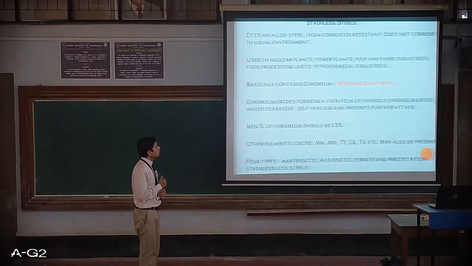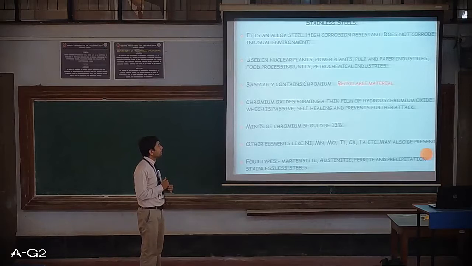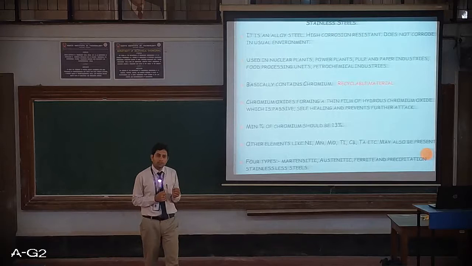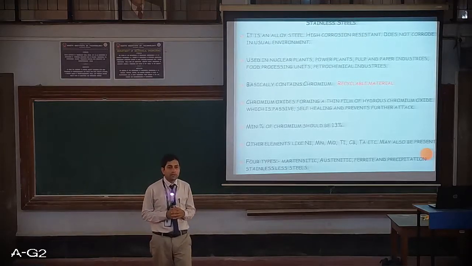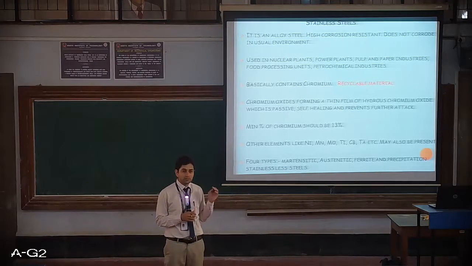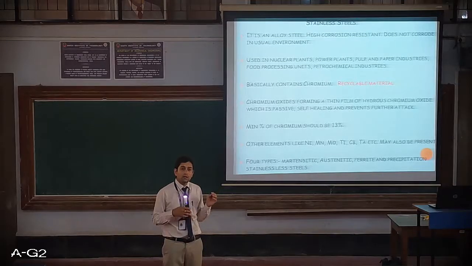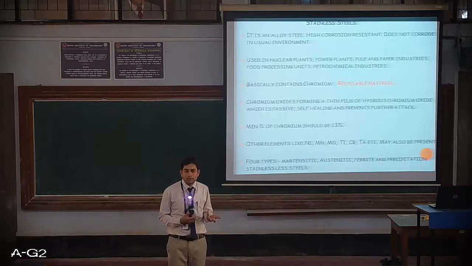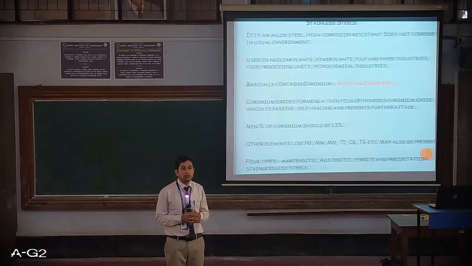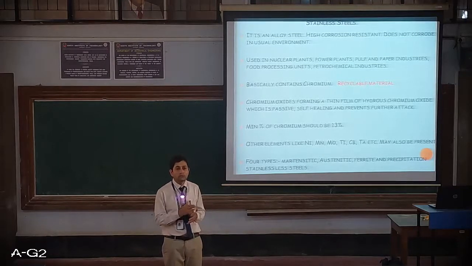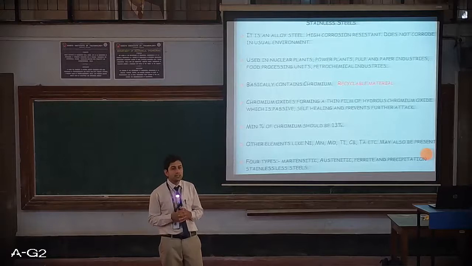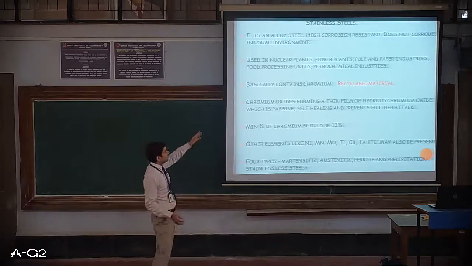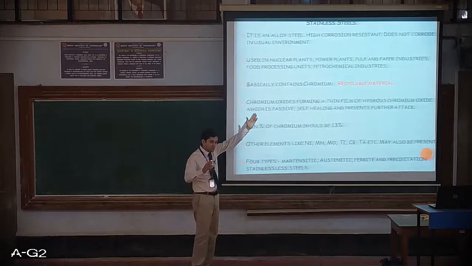And it is used in nuclear plants, power plants, pulp and paper industries, food processing units, petrochemical industries. All these industries make use of stainless steel for making their components, because in these industries high temperature steam is used, water is used, salt waters are used sometimes. These types of conditions will rust the normal grade of steel. So for that reason, we have to make use of a better grade of steel, which is called stainless steel. So these are the places wherein you will see that stainless steel should be used.